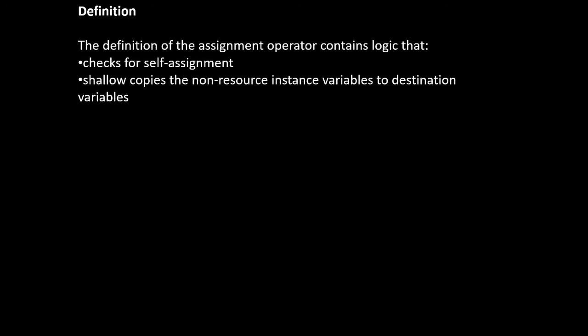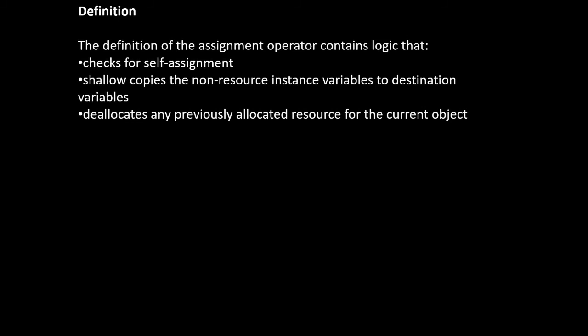So the definition of the assignment operator contains logic that does the following. It checks for self-assignment. It shallow copies the non-resource instance variables to destination variables. So it's copying things like name, life, strength, and intelligence. It deallocates any previously allocated resource for the current object. Allocates a new resource for the current object.